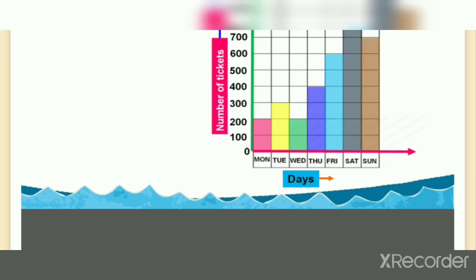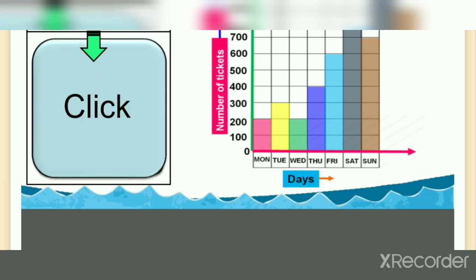The following bar graph shows the sale of movie tickets at a particular theatre in a week. Study the bar graph to answer the questions. When was the least number of tickets sold and how many? Click for answer.